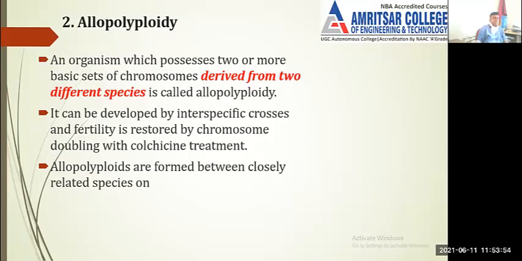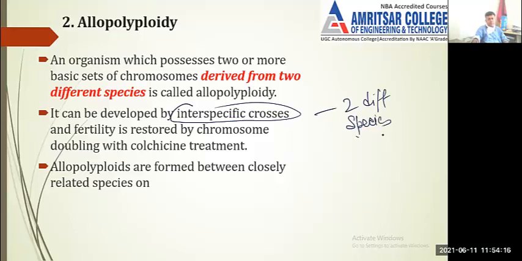Allopolyploidy means different species. When you get an organism by mixing two different species, this is called an interspecific cross. Interspecific means two different species. But fertility is restored by chromosome doubling with colchicine treatment. So with colchicine treatment, you can double the chromosomes.